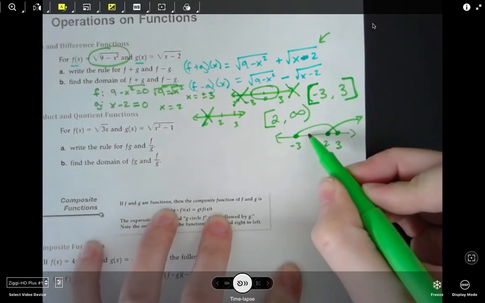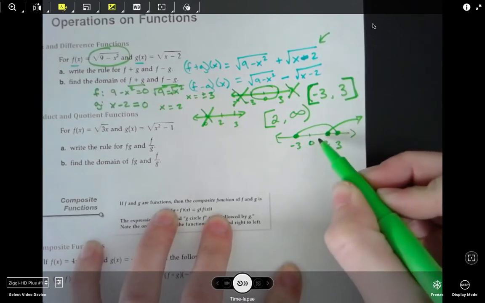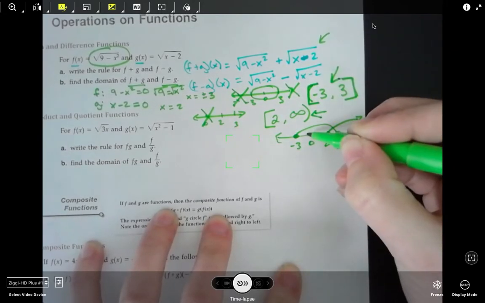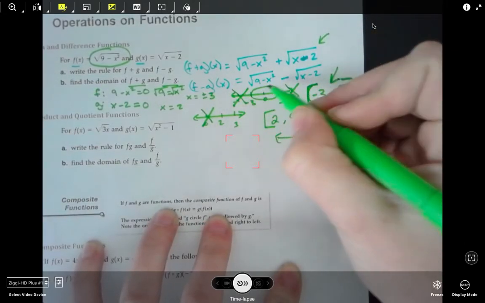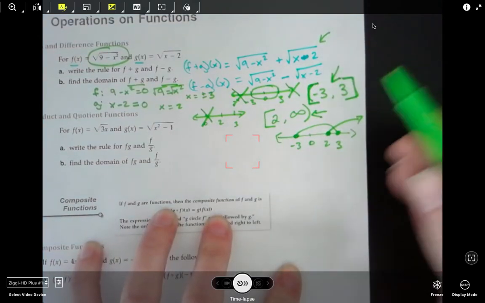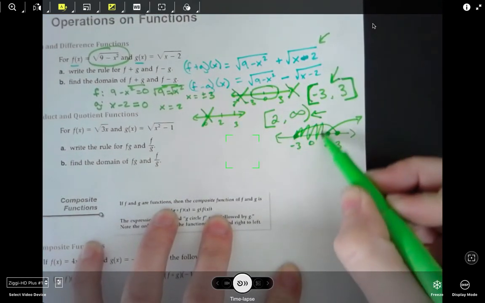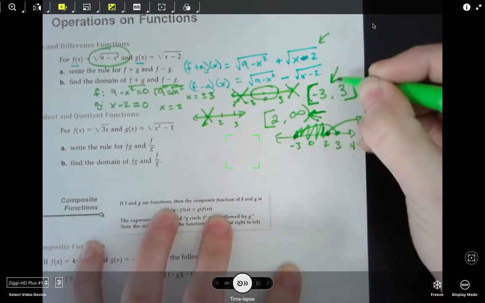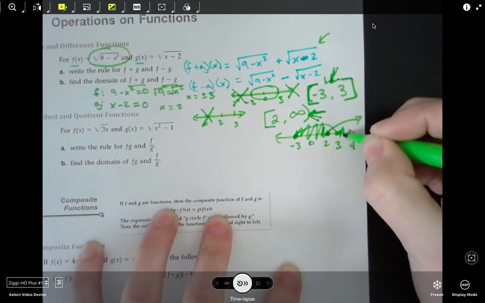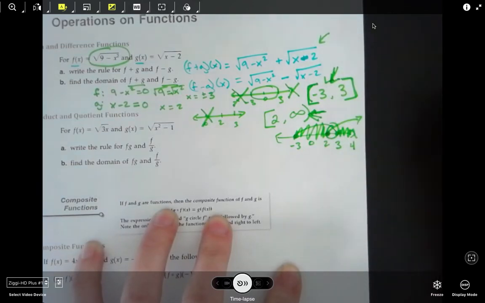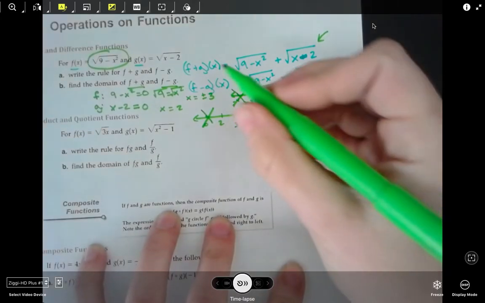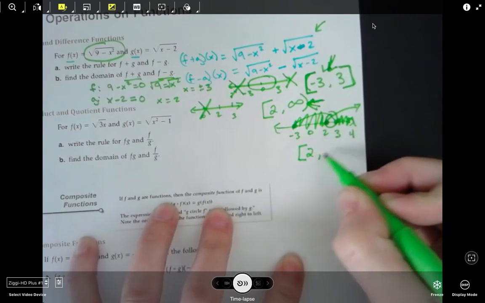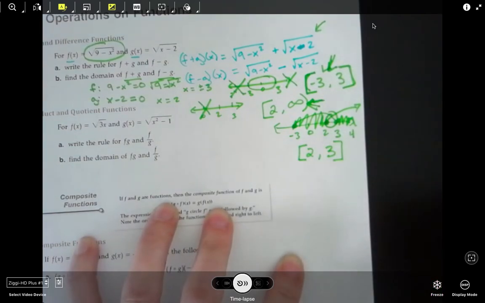So basically a number like 1 or 0 would work for this equation, but it won't work for this one. Since it doesn't work for both pieces, and f plus g and f minus g really combines both of those together, I can't have this section right here. And a number like 4 would work for this equation, but wouldn't work for this one. So I can't have this one. Those two things are overlapping between 2 and 3. So the domain of f plus g and f minus g is just going to be between 2 and 3, like this. Okay, that's all that's going to be.